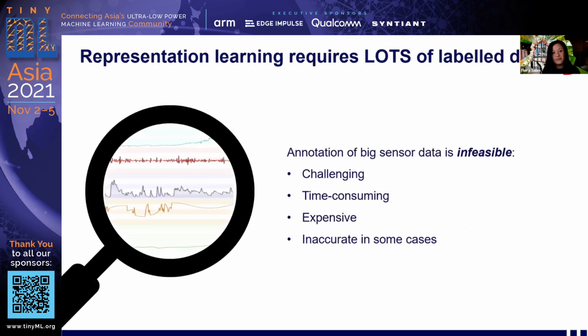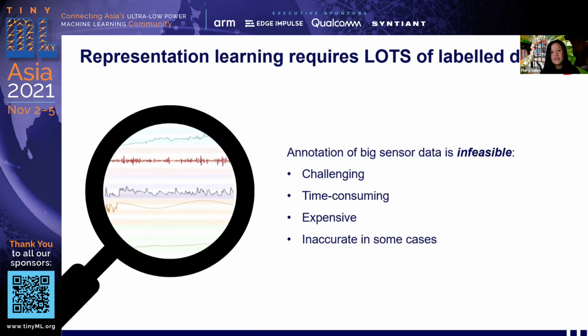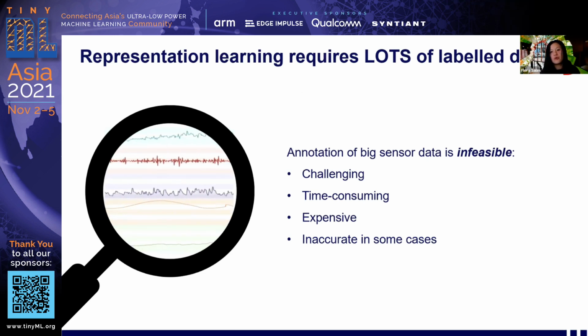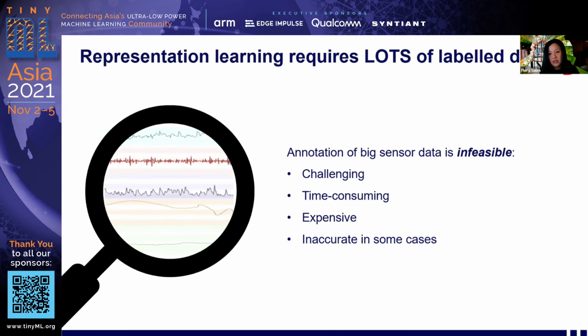Now, the problem with this though, is that representation learning requires lots of labeled data, and annotating big sensor data is infeasible because it's really time consuming. You know the collection of ImageNet that helped the boom of deep learning and computer vision? Those millions of data required annotation over 7 years. And those are just static images. And what about sensor data?